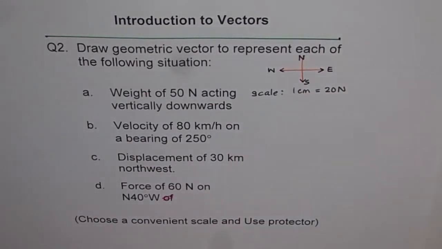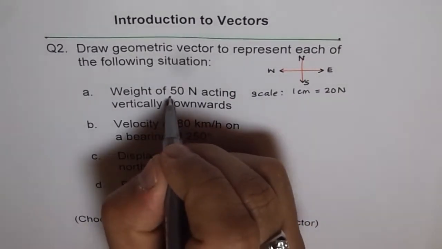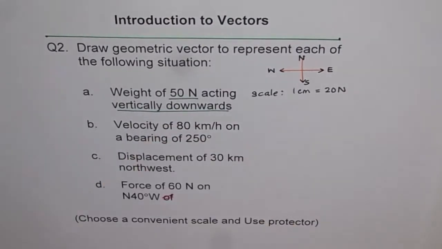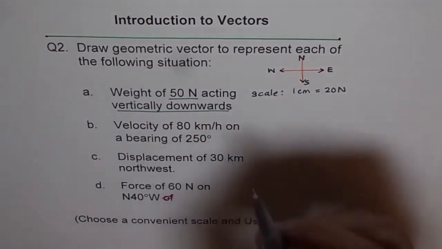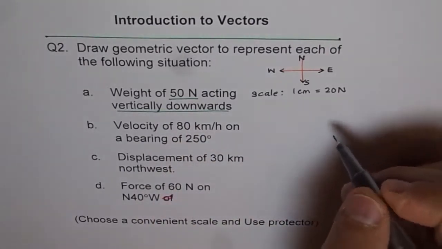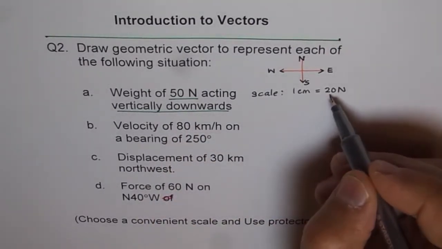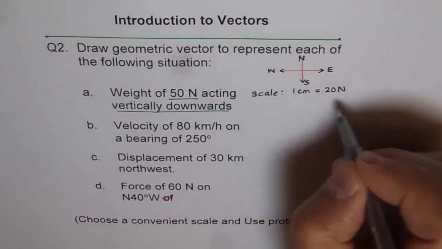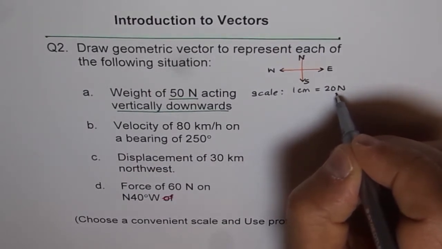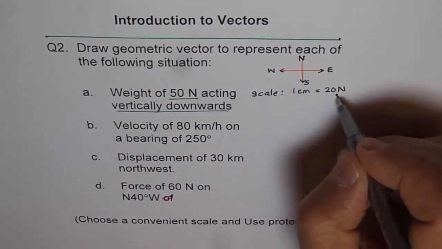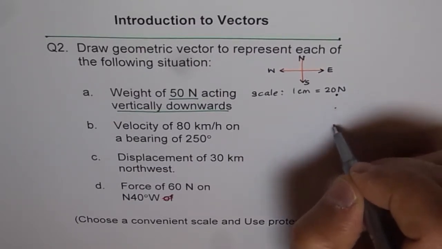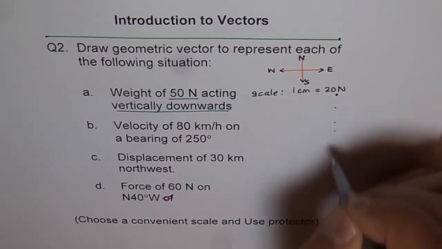Now when I talk about 50 newtons, two things, and vertically downwards. So I've got the magnitude, which is 50 newtons, and direction, which is vertically downwards. Now my scale is 1 centimeter is 20 newtons. So let me draw it here. If I start from here, that is the tail, right? Let's say this is 1 centimeter, that is 20 newtons. Then we have 2 centimeters, that's 40 newtons, and a half. So we get 50 newtons.